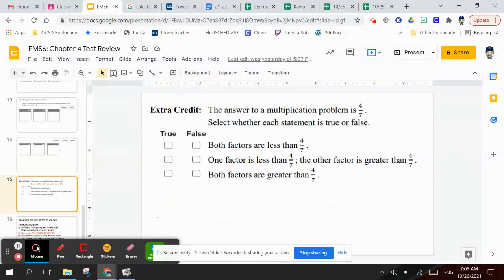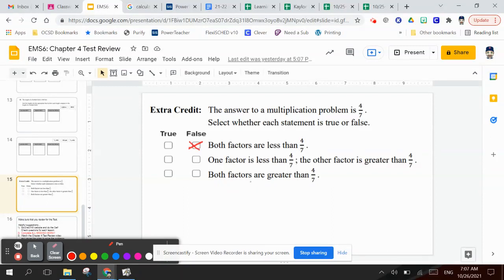The last part is the extra credit, and we talk about the answer to a multiplication problem being 4/7. Select whether each statement is true or false. So if I look at this, I see both factors are less than 4/7. Well, if they're both less than 4/7, my answer is going to be less than 4/7. So that is false.